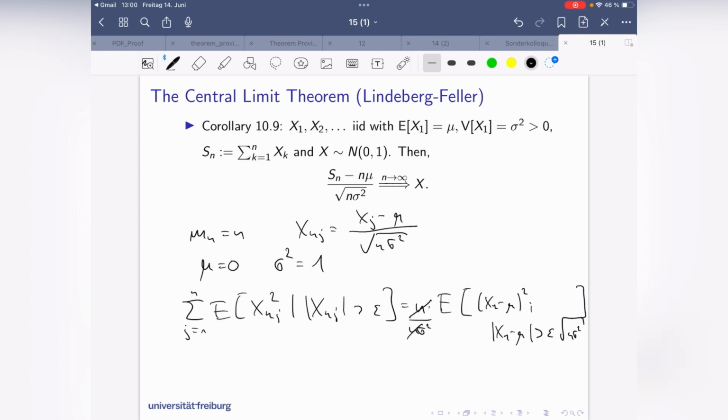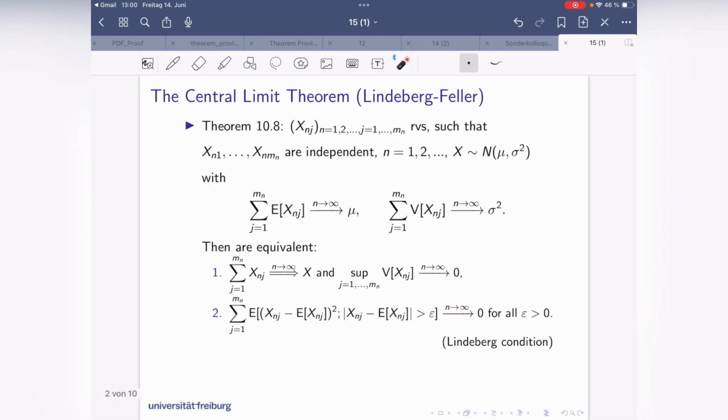Then I see that the n cancels. And then I see, well, this here has a finite expectation. But as n goes to infinity, this threshold goes to infinity, which means this here converges to 0 pointwise, and there is a dominating function, which means by dominated convergence that as n goes to infinity, this here goes to 0. And we have shown that the Lindeberg-Feller condition holds, which, using this theorem here, assuming we have proved it already, means that we have convergence to the normal distribution.